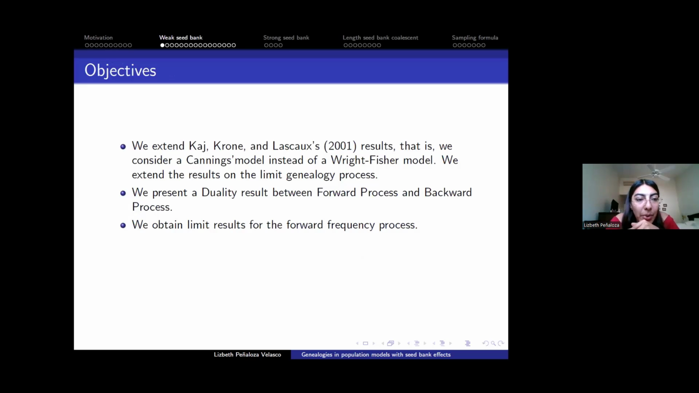The objective is that we extend the Blath-Gonzalez-Casanova-Kurt-Wilke results. That is, we consider a Cannings model instead of a Wright-Fisher model, and we extend the results on the limit genealogy process. Also, we present a duality result between forward and backward processes, and we obtain a limit result for the forward frequency process.